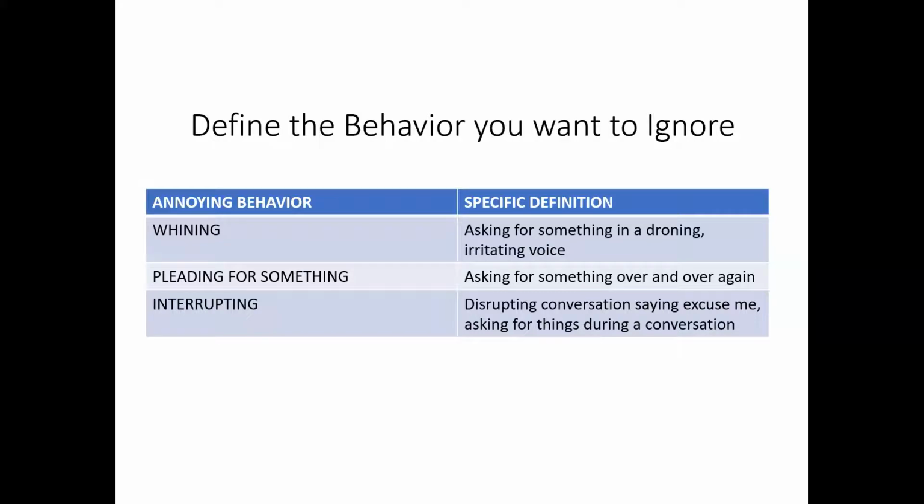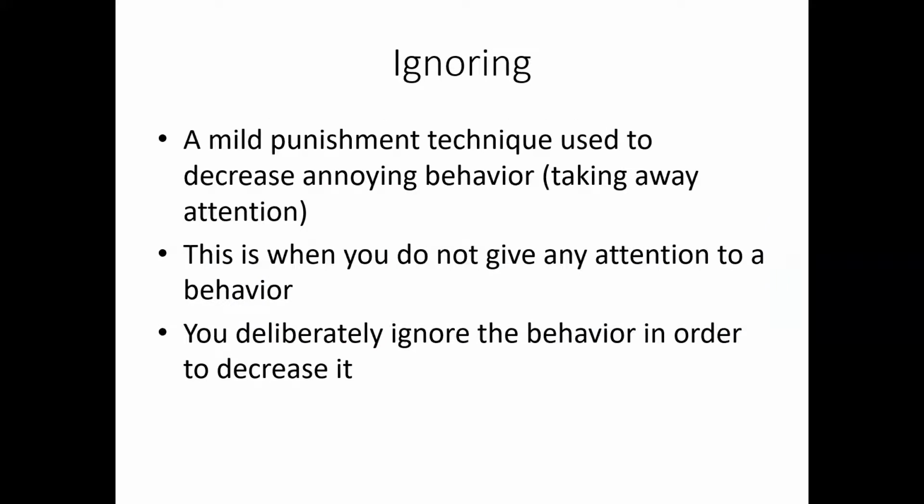So defining the behavior that we want to ignore. Similar to when we're working on attending, we have to define the behavior first. When we're working on ignoring, we would also define what that behavior is. An example for whining, a definition could be asking for something in a droning, irritating voice.